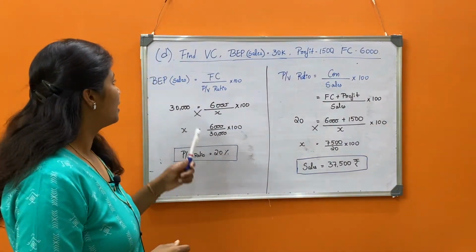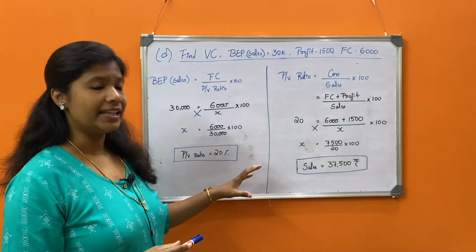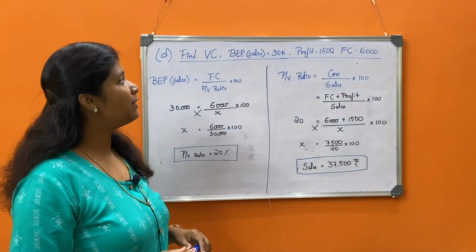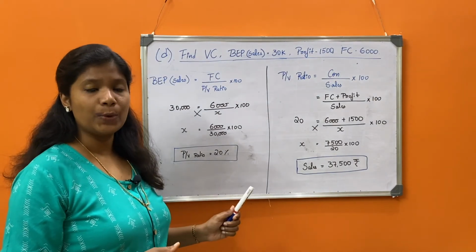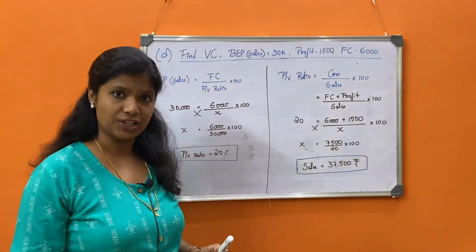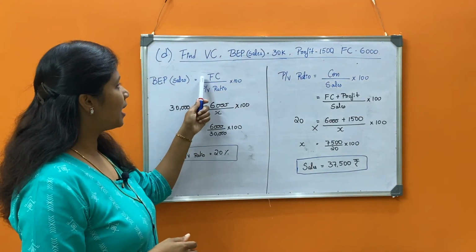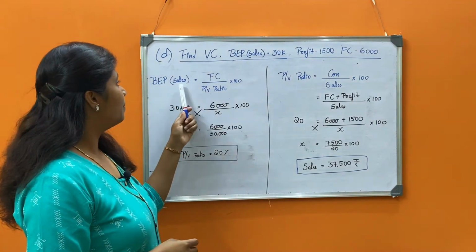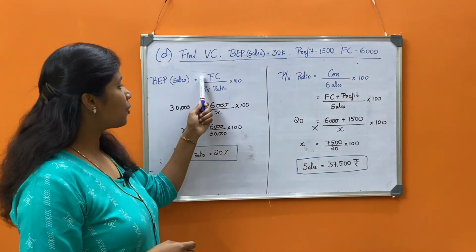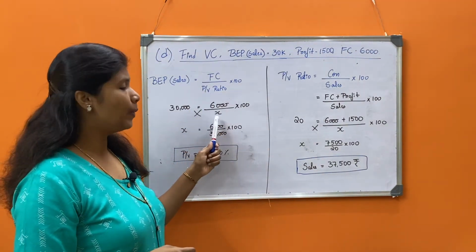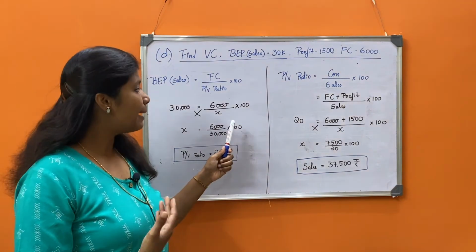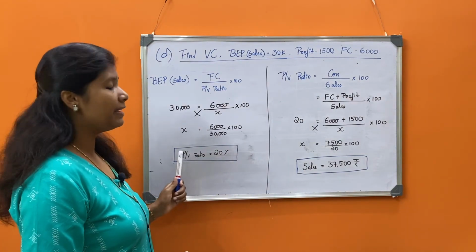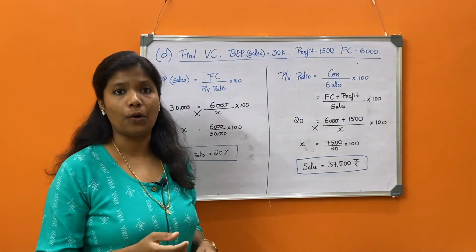So, how do we start the solution? We first focus on the given information. What is the given information? Break-even point sales is given. From that we can find out the profit volume ratio. Break-even sales formula is fixed cost divided by PV ratio into 100. Sales is given 30,000, fixed cost is given 6,000. Ratio we need to find out, so bring it down as X multiplied by 100. When I cross multiply the formula, I get the answer: PV ratio is 20% on sales.